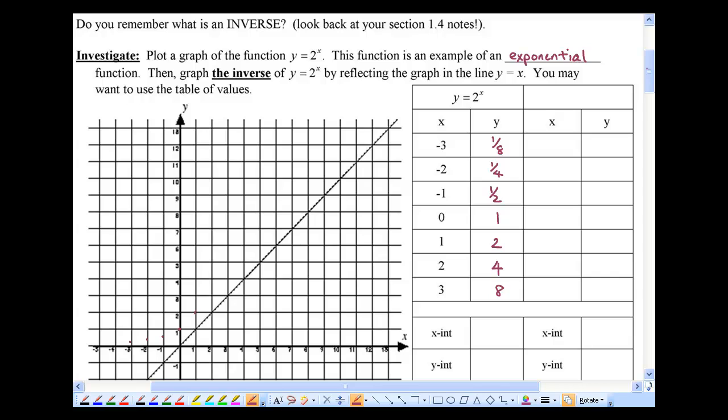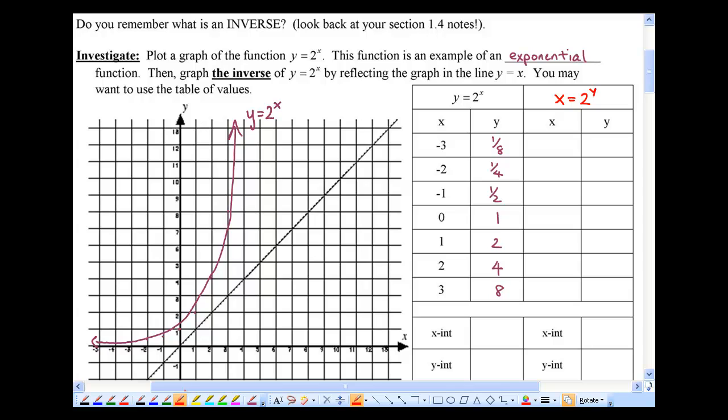So I hope this part's pretty straightforward to you. And if not, then you obviously didn't learn Chapter 7 really well. Go back and review that too. So here's y equals 2 to the power of x. And remember, inverse is really reflecting it or switching the x and y values around. So I'm going to rewrite this as x equals 2 to the power of y.